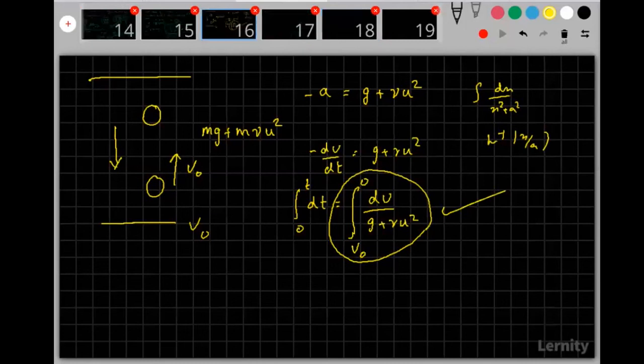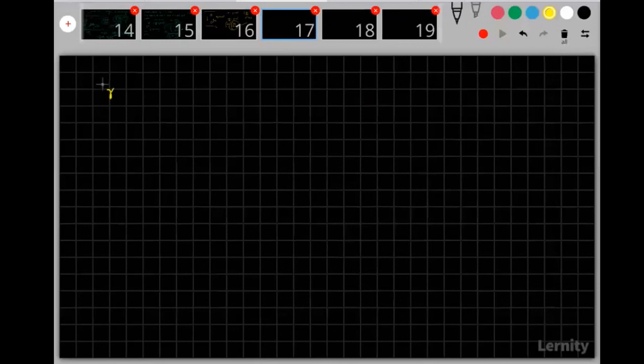Let us do one final question. This is an easy one. The r vector is given as 15 t squared i cap plus 4 minus 20 t squared j cap. They are asking you what is the acceleration at t is equal to 1.